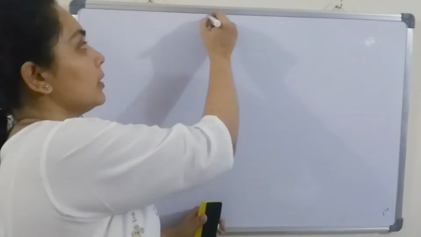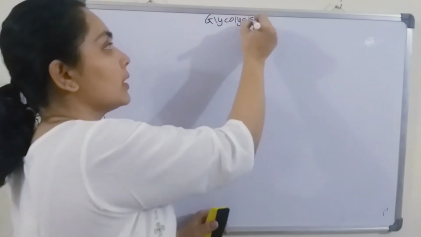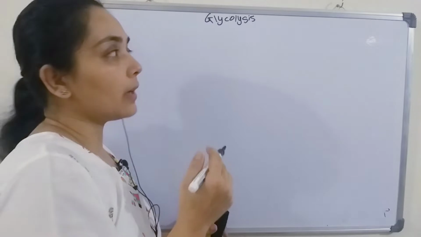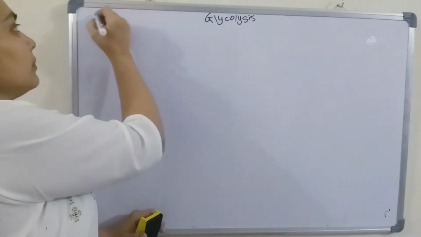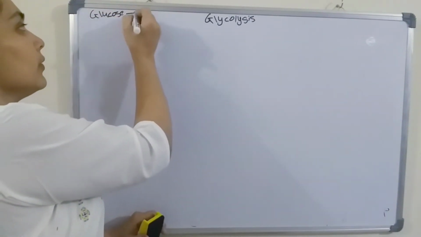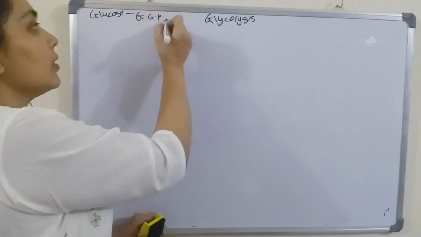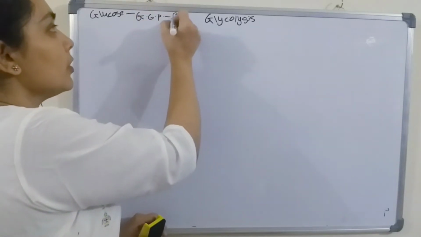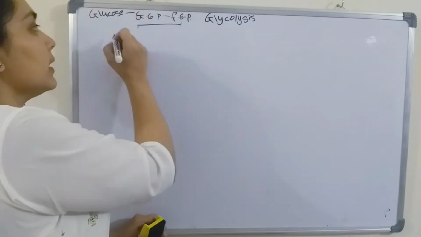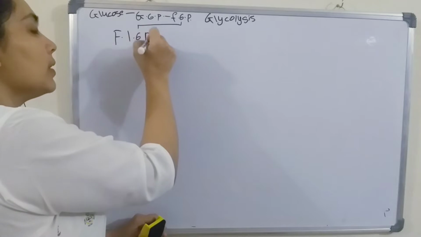We are talking about glycolysis. Up till now we had seen some initial steps of glycolysis, that is from glucose we'll get glucose 6 phosphate to fructose 6 phosphate, and fructose 6 phosphate then will convert to fructose 1,6 bisphosphate.